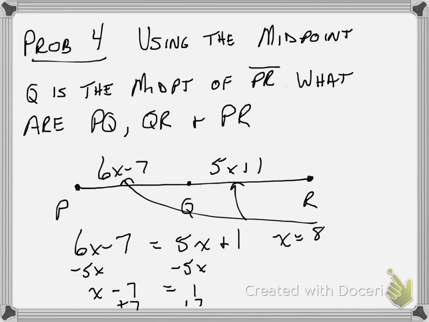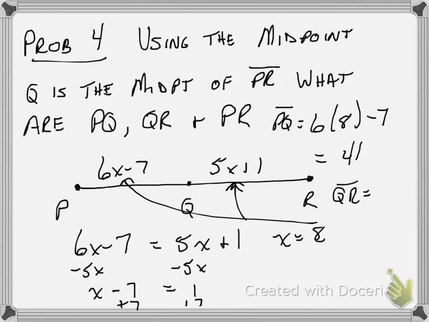So if I take 8 and plug it in, I'm going to end up with 6 times 8 minus 7, which gives me the length of PQ, which is 41. Now with this being the midpoint, I can definitely go ahead and plug 8 into QR as well, but since Q is the midpoint, the length of PQ is equal to the length of QR. So since PQ is 41, QR is also equal to 41. So that takes care of PQ and QR. To find the whole thing, PR, I take PQ, which is 41, and add QR to it, which is also 41, which gives me 82.